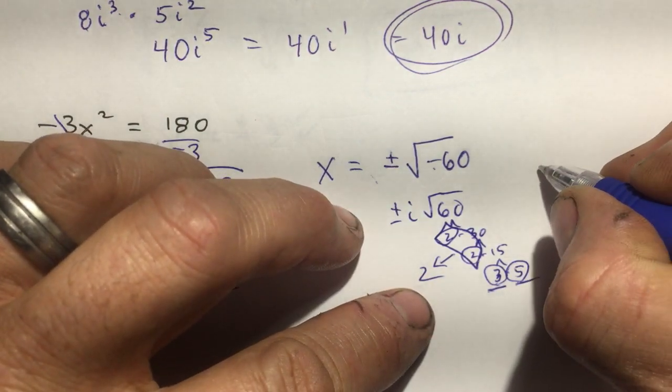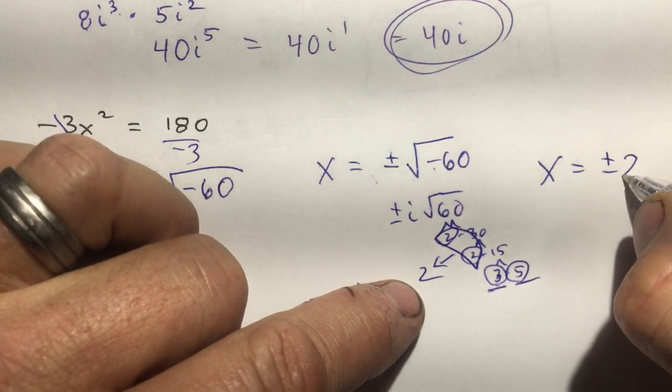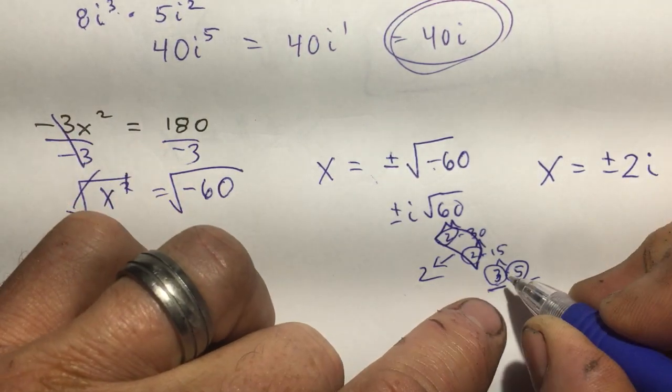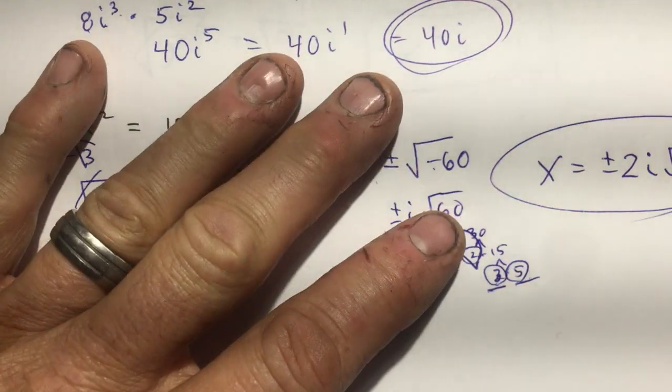So here we go. x equals, the 2 comes out. It's going to be plus or minus 2i, and then 3 times 5 is stuck in the radical. 15. There you go. There's my answer.